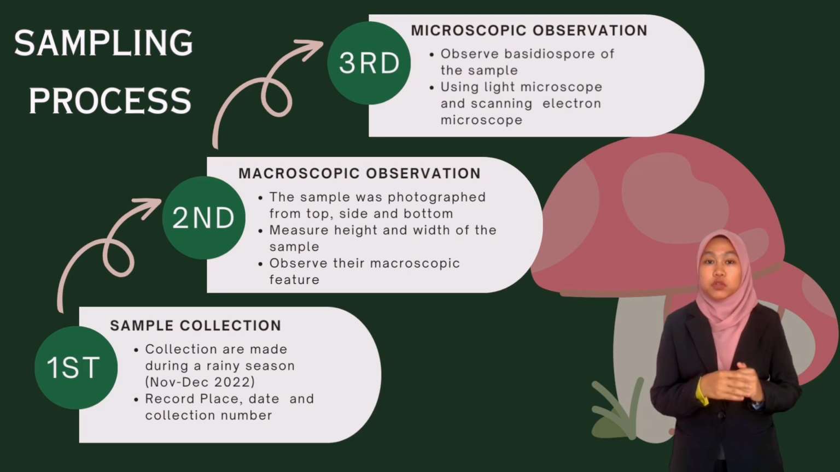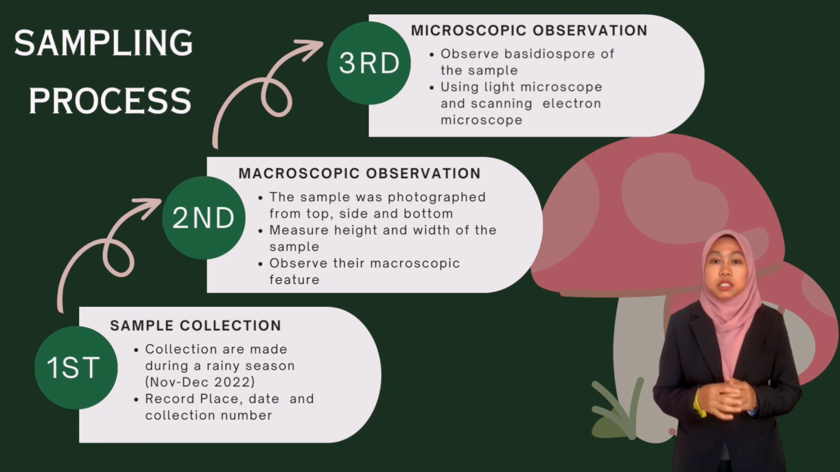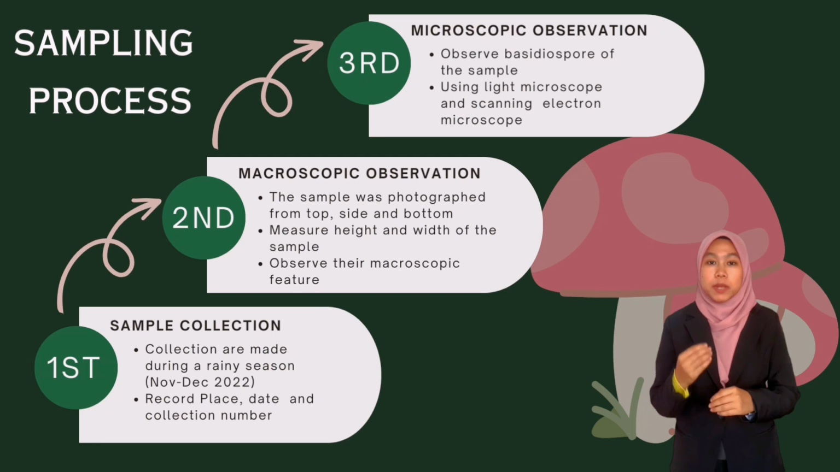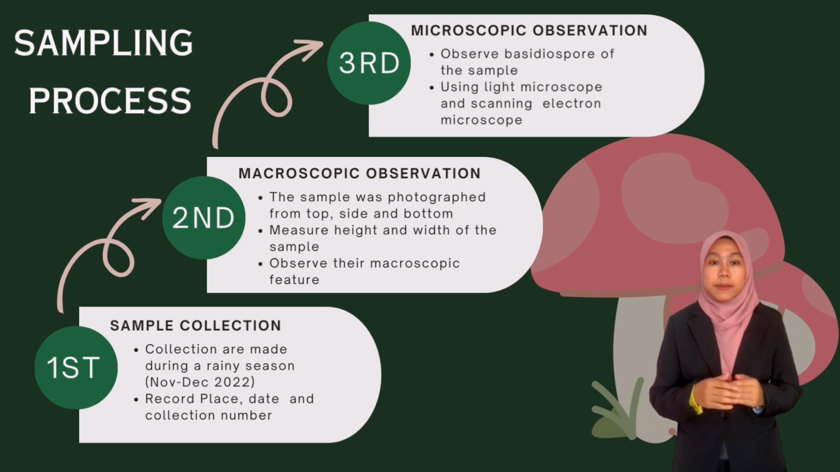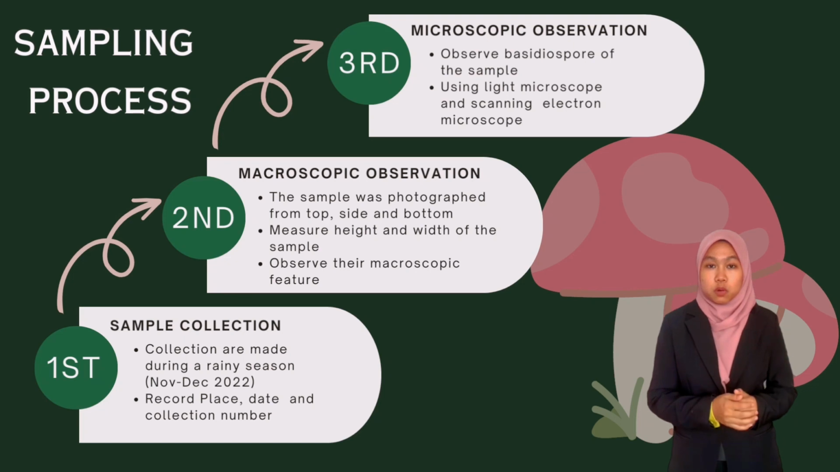The second step is macroscopic observation. The specimen was photographed from various angles, such as the top of the specimen, which displays the cap, side of specimen, which displays the natural habitat, and bottom of the specimen, which displays the gills. The height and width of the fungus are measured using a ruler and observe their macroscopic feature like stipe, pillars, or gills. Lastly is the observation on microscopy. Micromorphological characteristics such as basidiospore were observed in the laboratory by using light microscope and scanning electron microscope.